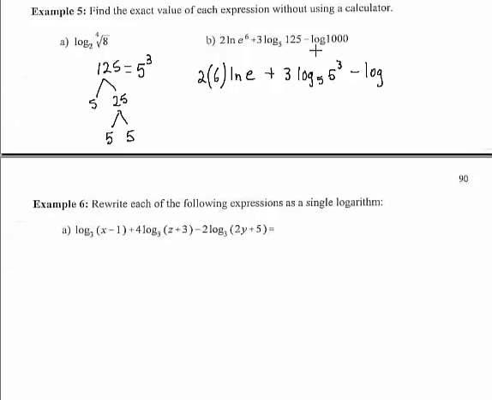Okay, log of 1000, this is the common log, so our base is 10, and 1000 in prime factored form can be written as 10 times 100, and then 100 can be written as 10 times 10. So 1000 is 10 to the third power.